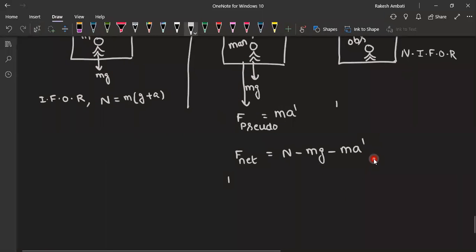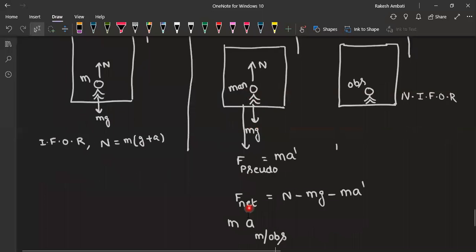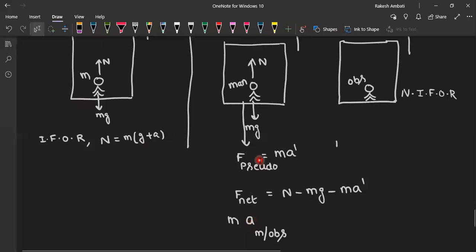Mass into acceleration. But it is the acceleration of the man with respect to the observer. Why? Because here the observer is observing the motion of the man. So the resultant force is equal to mass into acceleration. But whose acceleration? Man's acceleration with respect to the observer, because the observer is in a different frame, in a different lift.